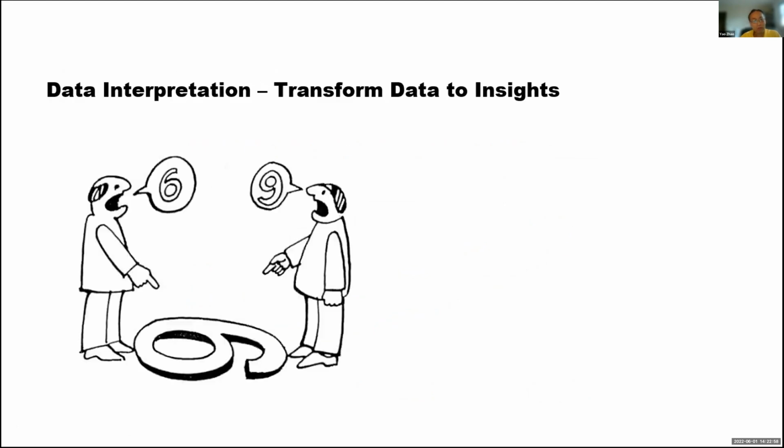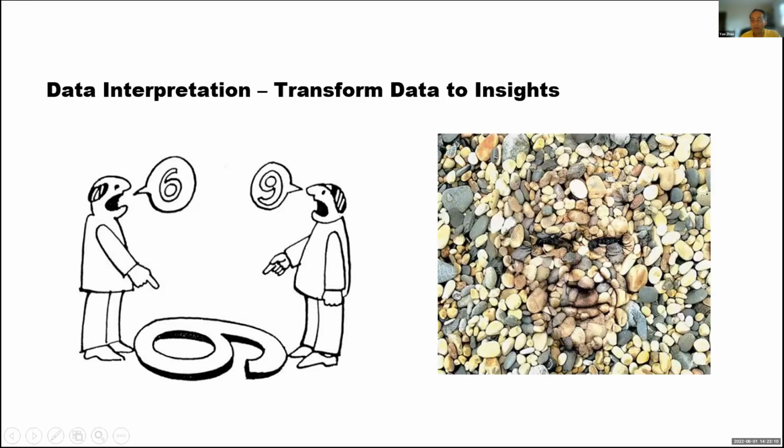Now, how so? Let's look at this. Seeing the same data, different people may have different interpretations. Here some people say 6, another one says 9. And here some people see just a whole bunch of rocks, and some other people will see a human face gazing at you. The key question is, do you really understand the data? Let me say it again: do you really understand the data?